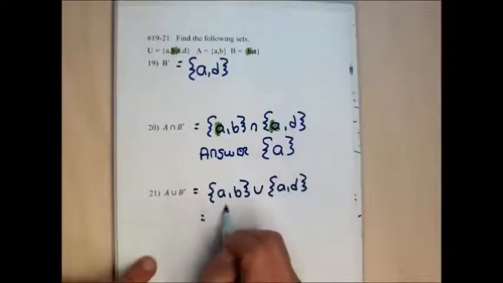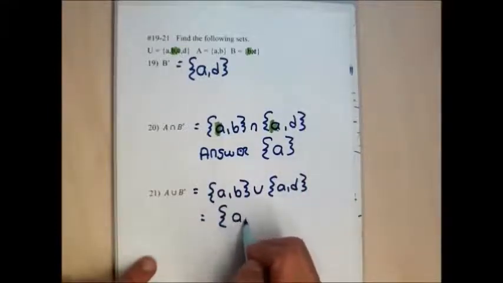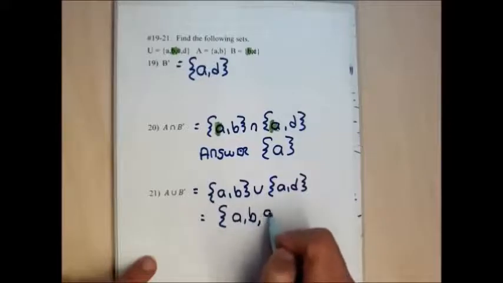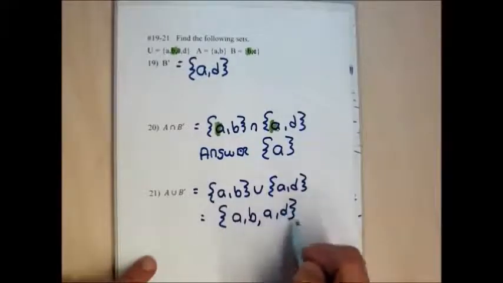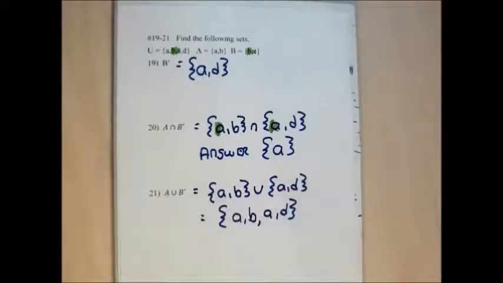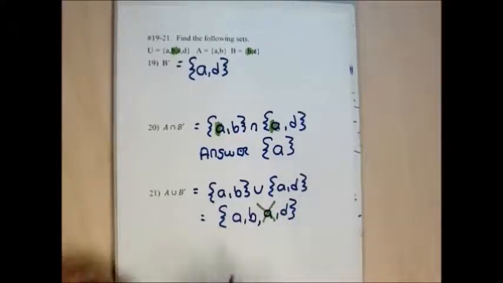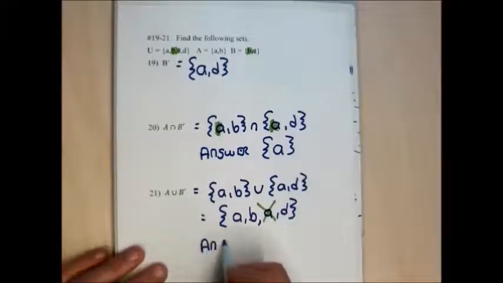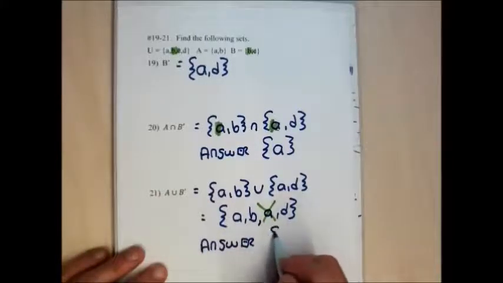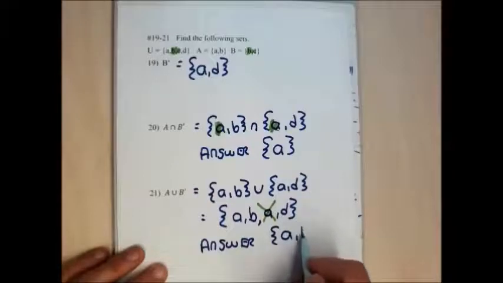When I union two sets, I take all the elements in the first set and all the elements in the second set. I write them together in a big set, and then I look to see if there's any duplication, because every element only needs to be listed once. I have two A's listed. I only need to have one A listed in my final answer. My final answer as to what the set A union B complement is going to be the set containing the letters A, B, and D.